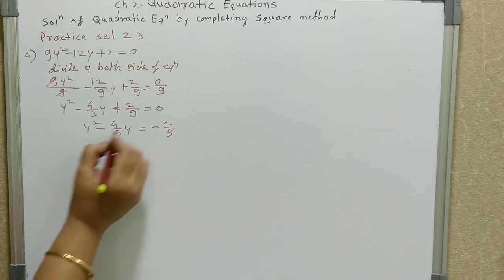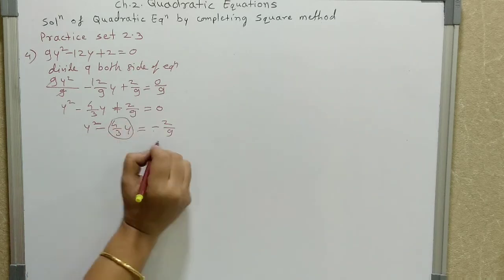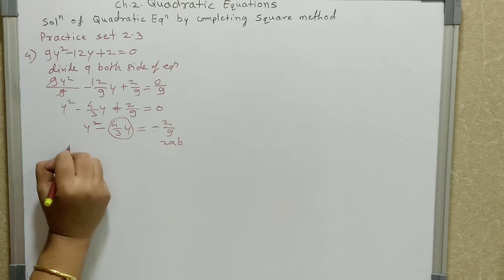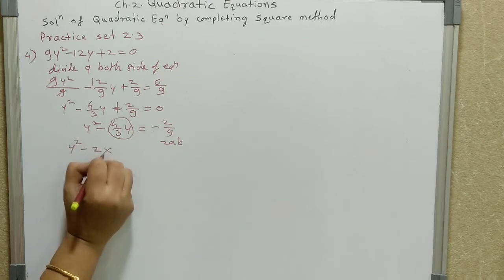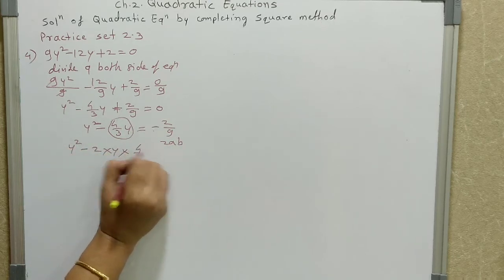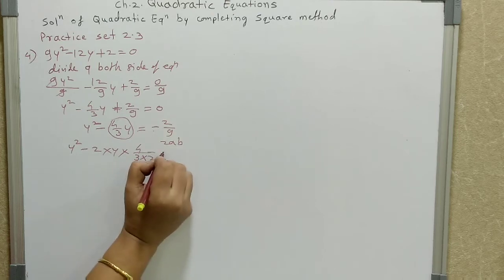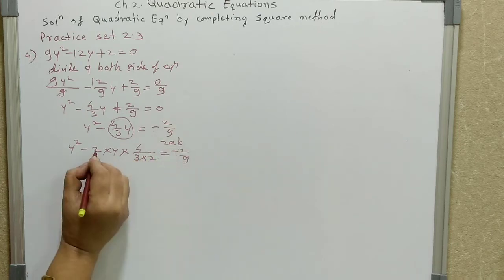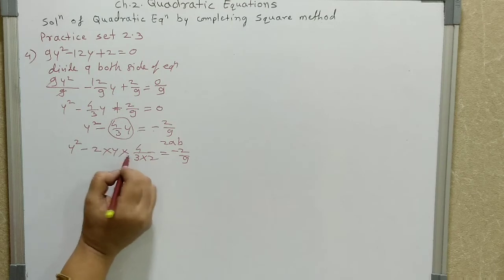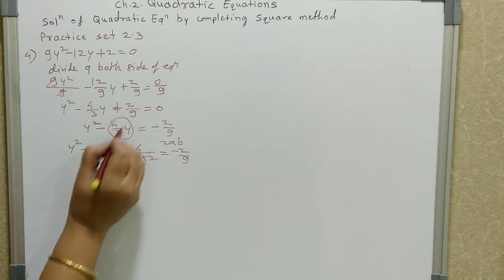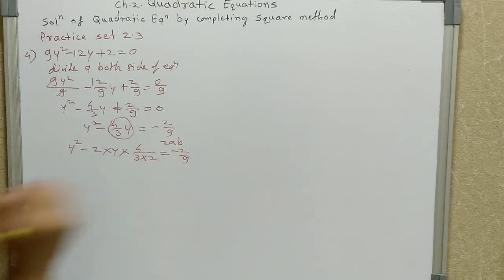So we convert this into 2ab form. So y square minus 2 into y into 4 upon 3 into 2 is equal to minus 2 upon 9. Here 2 and 2 cancel, we form the 4 upon 3 y term. So we convert this term. So this is the equation.